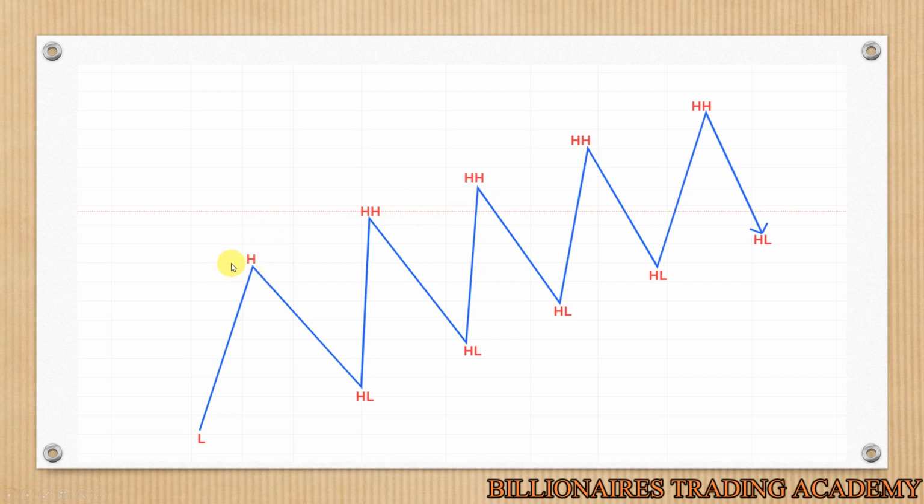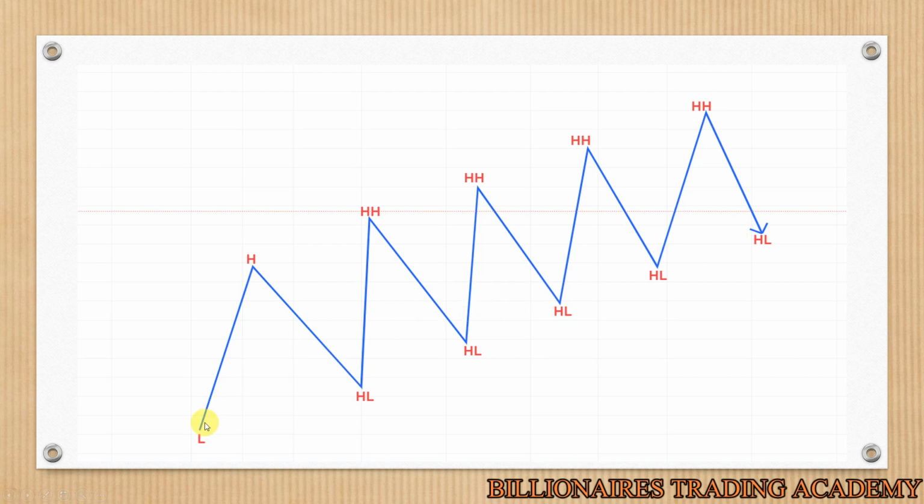So this is what we say. We shall call this one a high and this one a low. This other high, we shall call a higher high. Even this one will be called a higher high, higher high, higher high. Then it comes to lows. This one is higher than the previous low, so it will be called a higher low. Then this one a higher low, higher low, higher low.